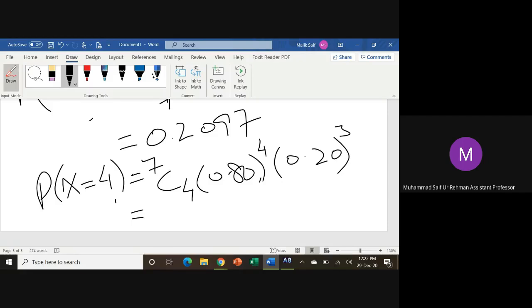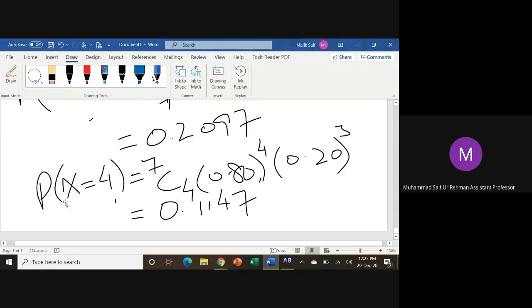Yes, what is the answer? 0.1147. Okay, so 11.47% are the chances that 4 out of 7 will have their salaries in their accounts. Right? So now I am confident that you can solve all similar questions if you are confronted with them.